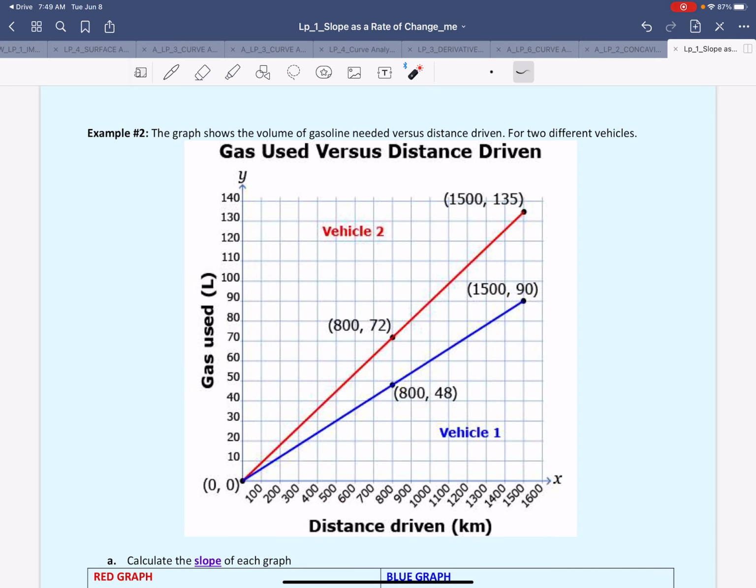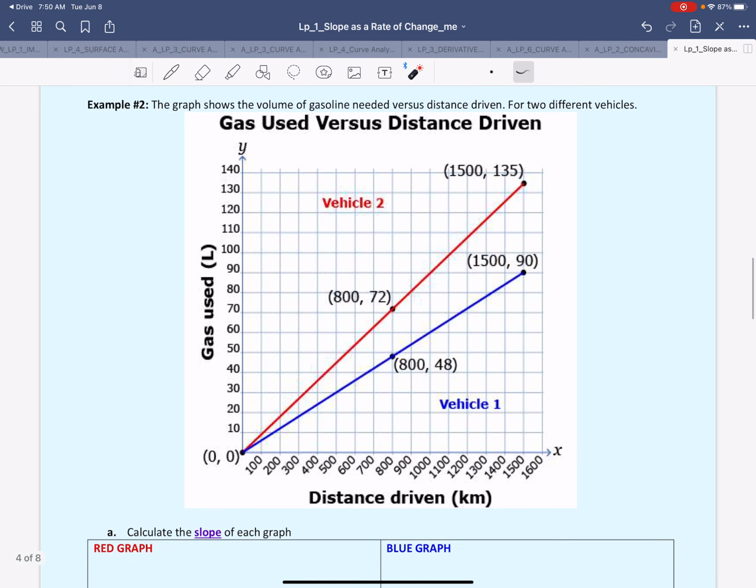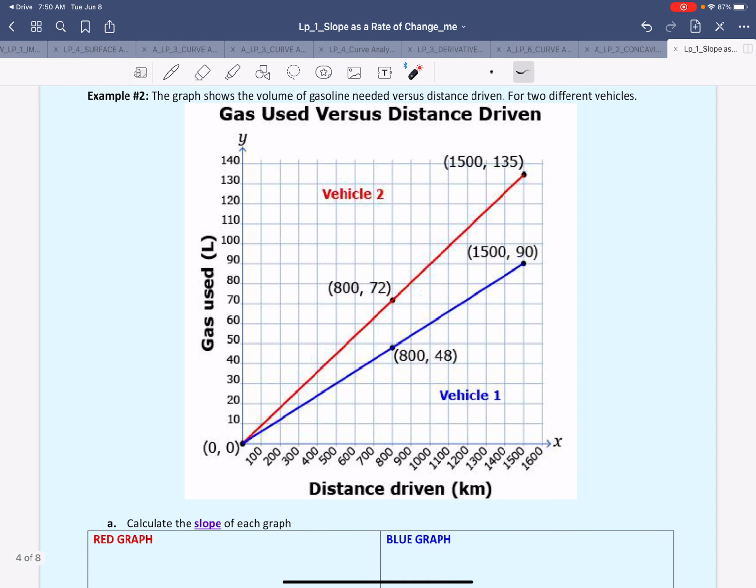Okay, so I want you to think for a second, do you want to have a high or a low unit rate of change in here? So what would we be looking for? Now, as you can see, the blue line has a smaller slope, smaller rate of change, which tells us that less gasoline is used for a certain distance, or per 1 kilometer, whereas the red line is steeper, which tells us that more gasoline is used for every kilometer driven, right?